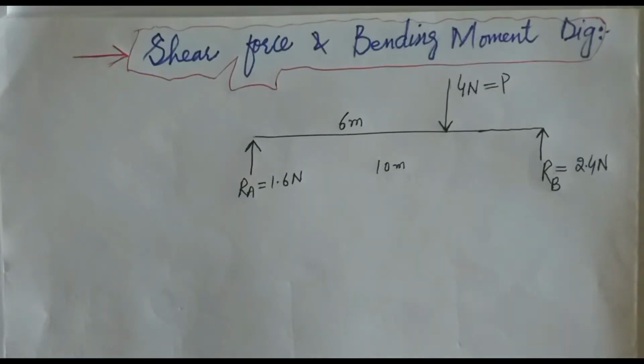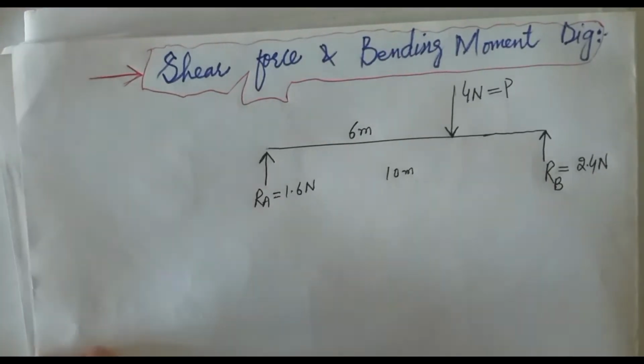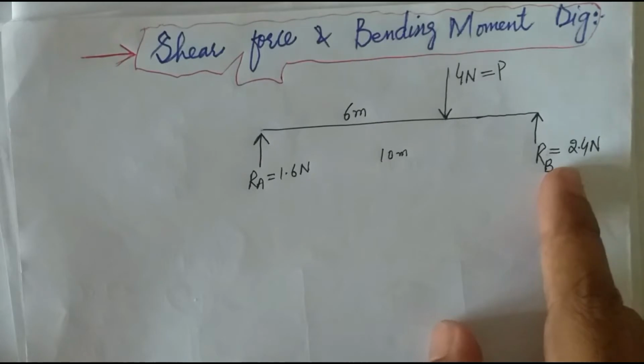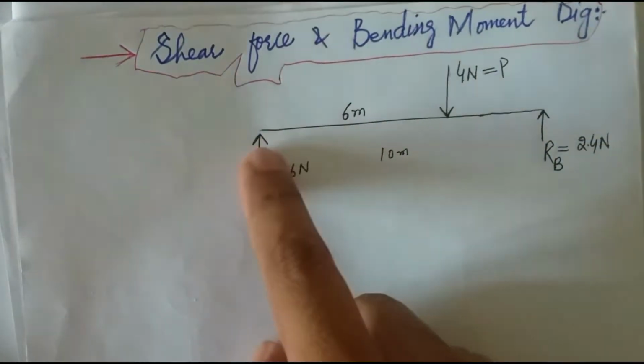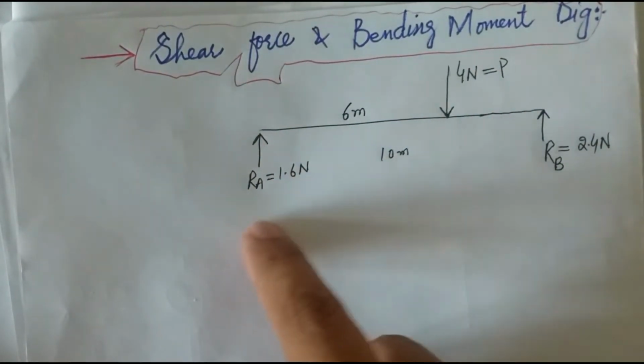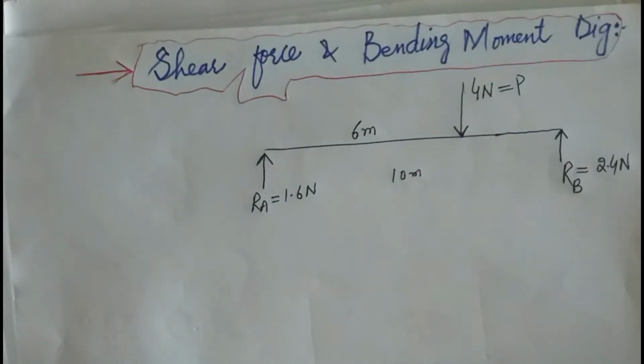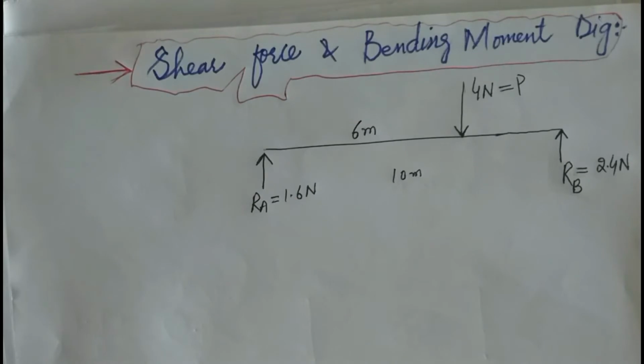Now let's consider that we are given a beam which has supports Ra equal to 1.6 Newton and Rb equal to 2.4 Newton, which are already known. We already found these two values in the previous lectures, so you should also watch those videos, and the links are given in the description.